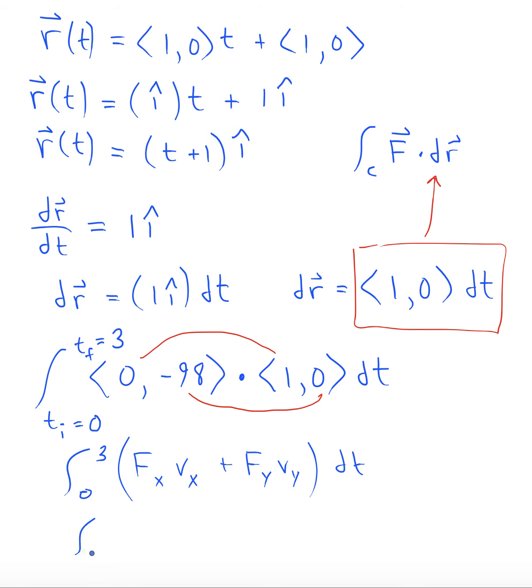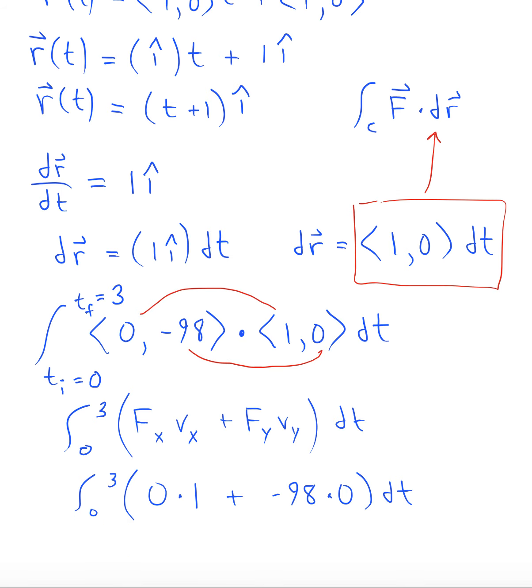Okay, let's plug in. We'll get 0 times 1 plus negative 98 times 0. It takes away the vector nature of our problem here because the dot product of two vectors makes a scalar, and that allows us to integrate it. But as you can see, our dot product is just 0. So when we integrate this, we get 0.